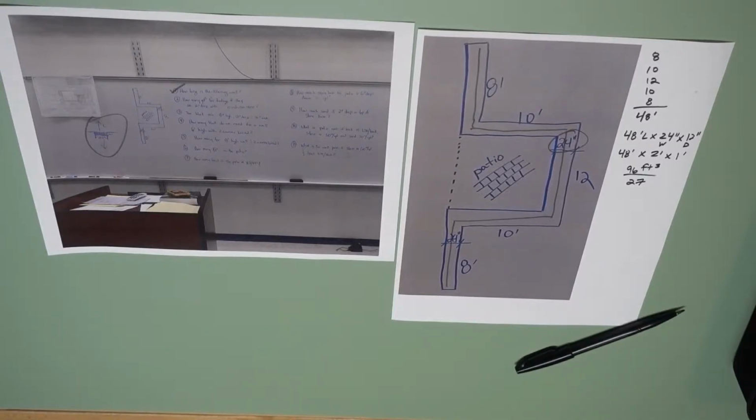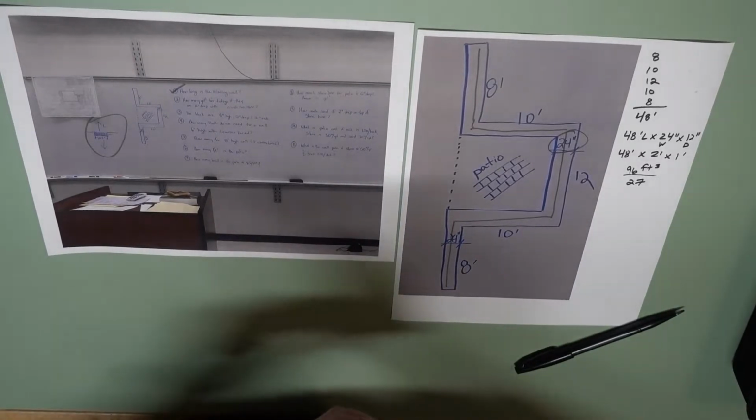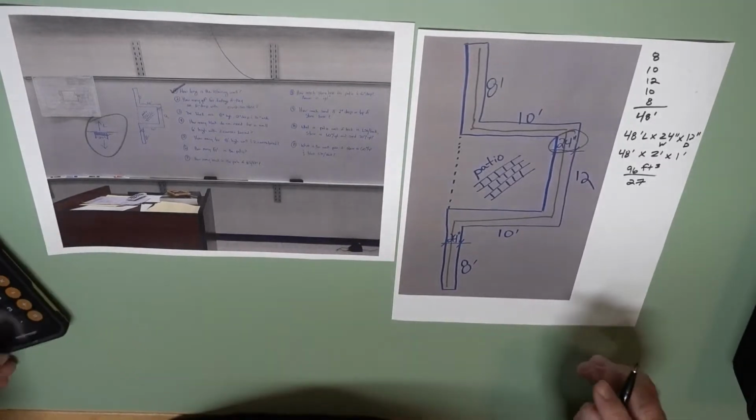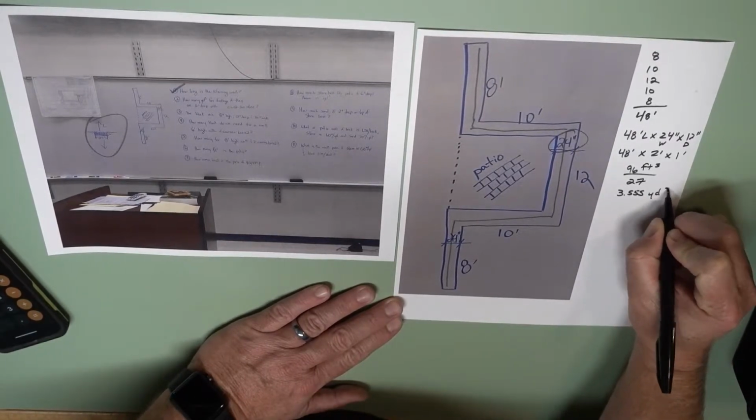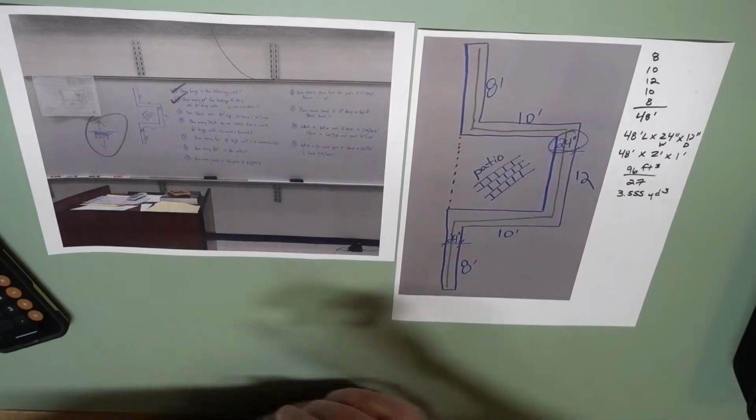So we have 96 feet divided by 27 feet. It's going to give us roughly 3.555 cubic yards. That takes care of question number 2.